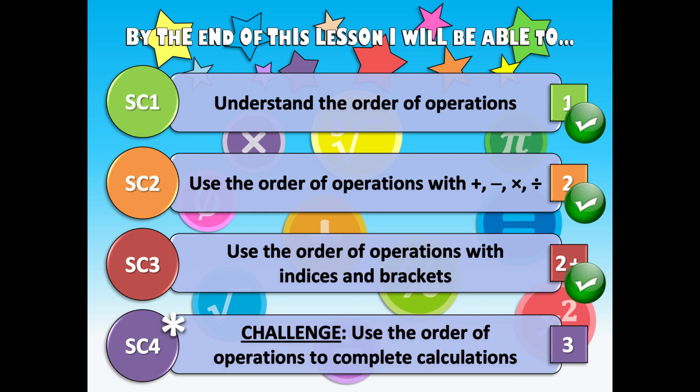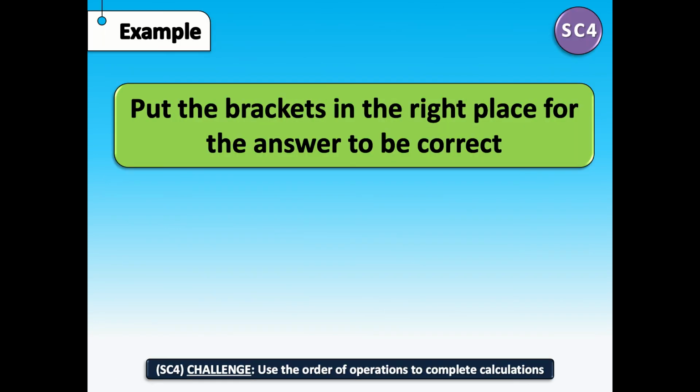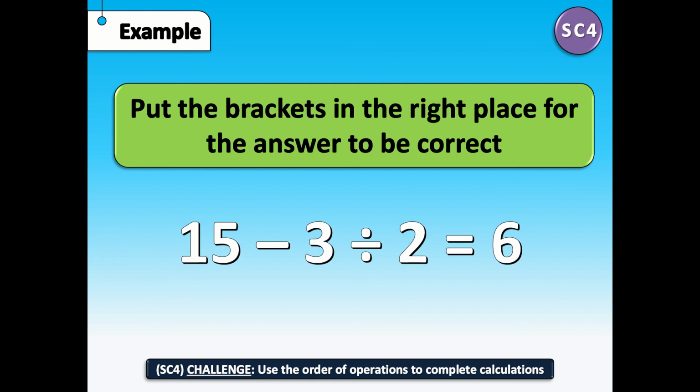So now we've completed success criteria 3. So now we're going to move on to number 4, and this is to use the order of operations to complete calculations. So we want to put the brackets in the right place for the answer to be correct. So where do we put the brackets to make this calculation correct? Well, we need to put them here.